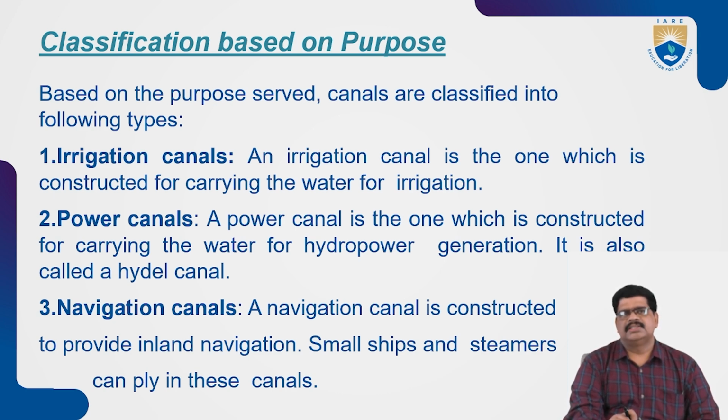Next, the third one is the navigation canal. A navigation canal is provided for inland navigation. So small ships and steamers can ply over this canal. These types of canals we call navigation canals. They are used for shifting of materials, and maybe tourism, where the canals can be used for navigation.